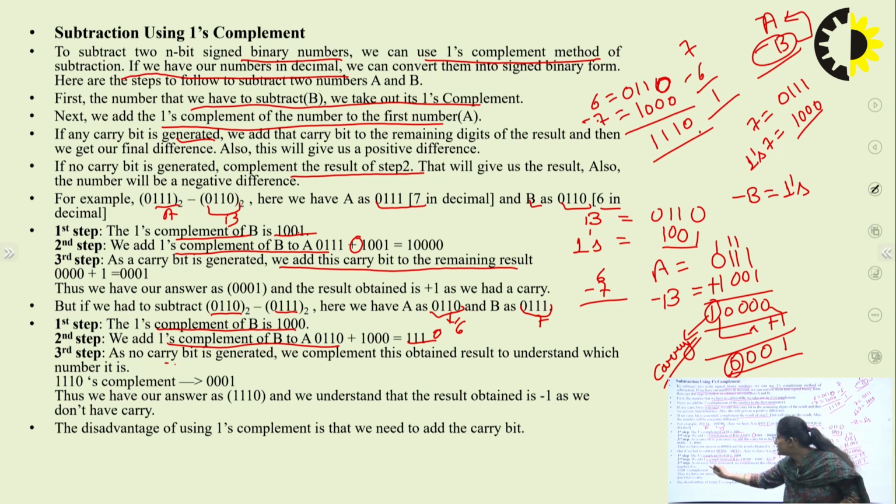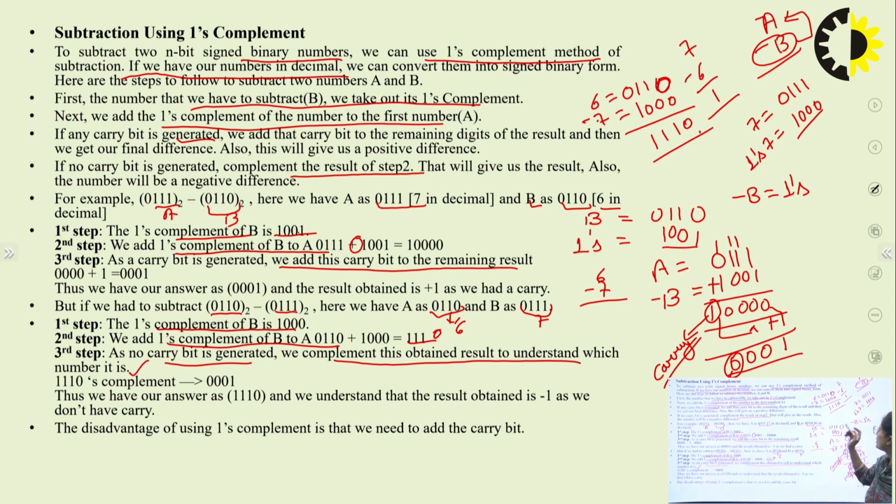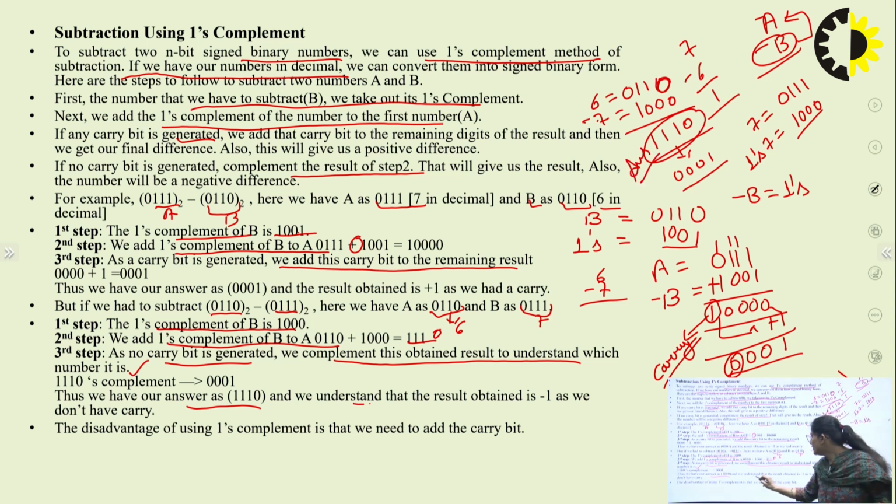As no carry bit is generated here, we complement this obtained result to understand which number it is. We have to convert it to the complement because we need to understand the original value of this number. So the ones complement of this number is 0 0 0 1, that is 1. Thus the answer we got is 1 1 1 0, and the result obtained is minus 1, because we don't have a carry.